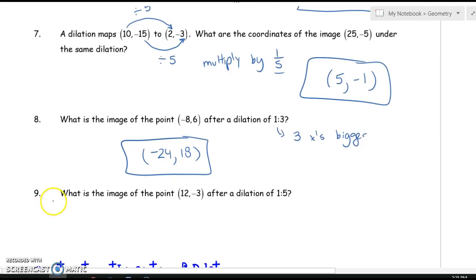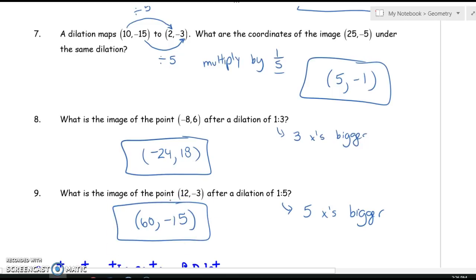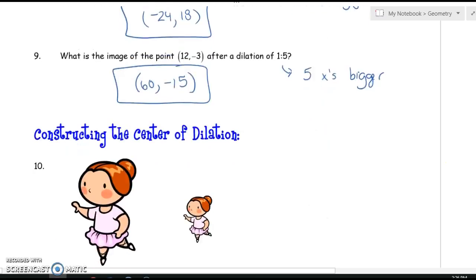All right, and 9 is very similar. What is the image of the point 12, -3? After a dilation of 1 to 5, that means that it's getting 5 times bigger. And so you multiply them both by 5. You'll get 60 and -15. And that would be your new point. Okay, so that's kind of how dilations work.